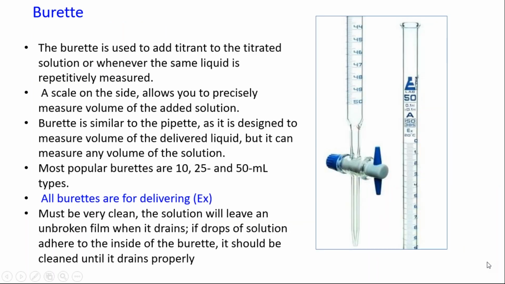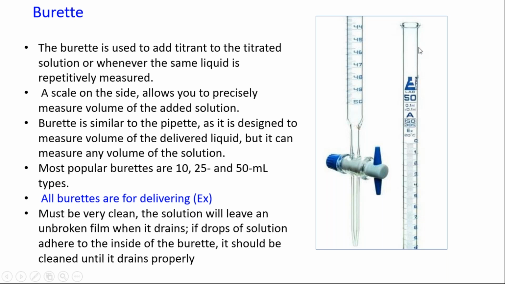Then we have the burette. All the burettes are to deliver burettes, so they are used for delivery. The burette also generally is used for titrimetry, that is volumetric analysis. You have a scale on the side which allows you to measure precisely. All the burettes that you use in the laboratory must be class A, which gives you the tolerance limit. So you see for a 50 ml burette, the tolerance limit is plus or minus 0.1.